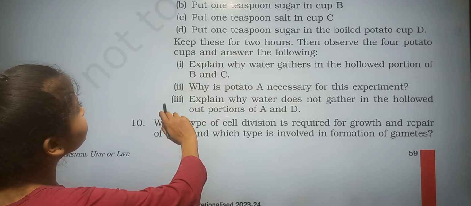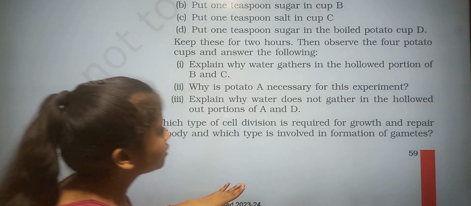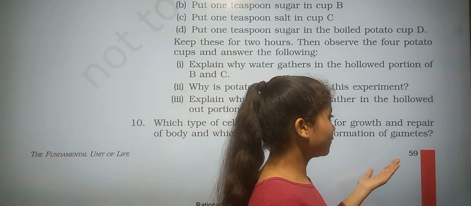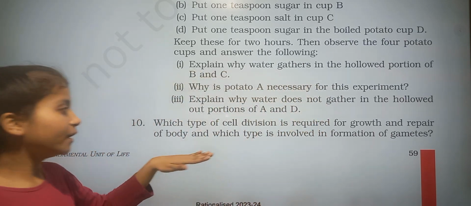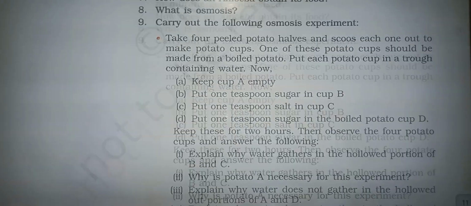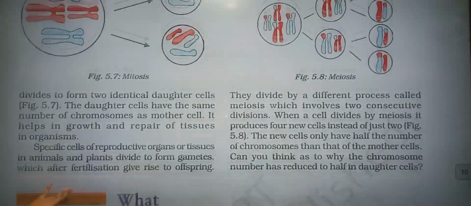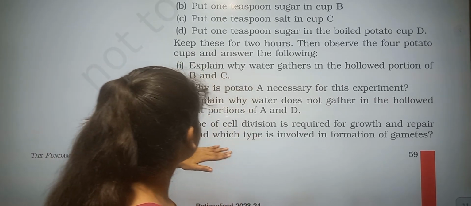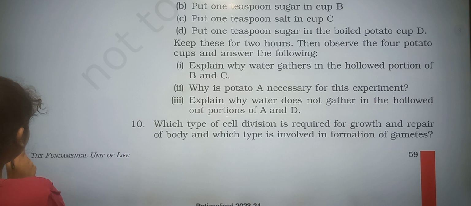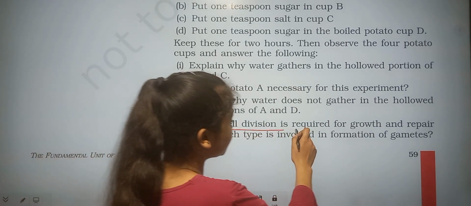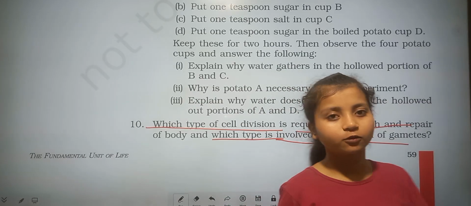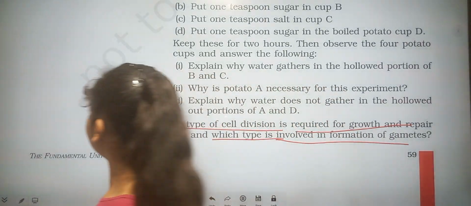Which type of cell division is required for the growth and repair of the body? Which type is involved in the formation of gametes? Here we have to define the two types of division, mitosis and meiosis, because two questions are given here: which type of cell division is required for growth, and which type is involved in formation of gametes. So we have to include both.